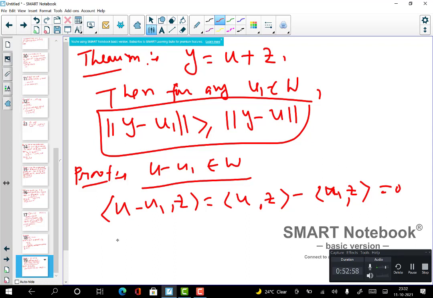So what does that mean? That means this is 0. So let me not write any more. With z, this is 0, right? This is orthogonal to each other.